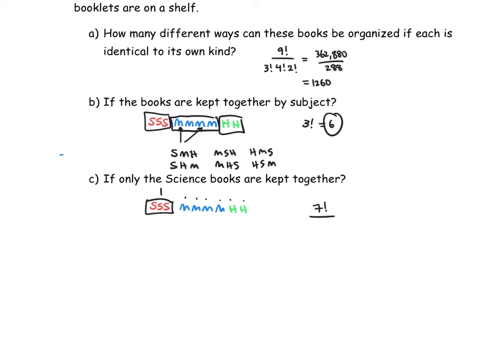And since the science books are all identical and all in one group, I would just consider that 1 factorial. Then I would have repetition of the music books and repetition of the homework booklets. And therefore, I would end up with 105 possible arrangements in that scenario. Interesting stuff. That is the repetition rule.